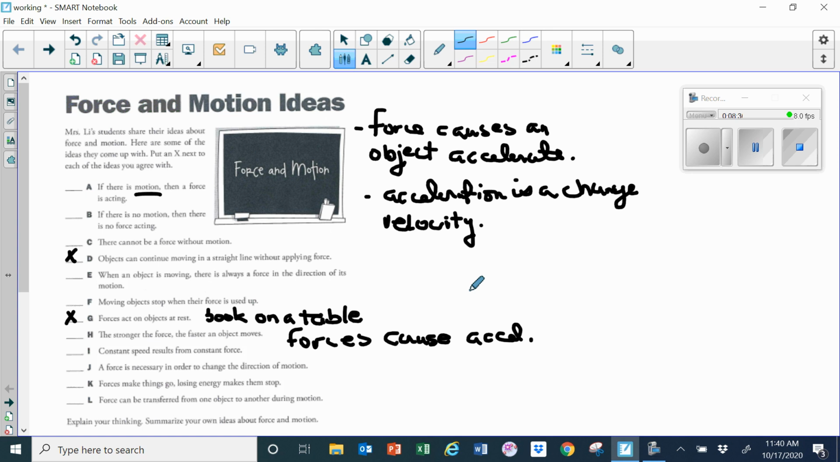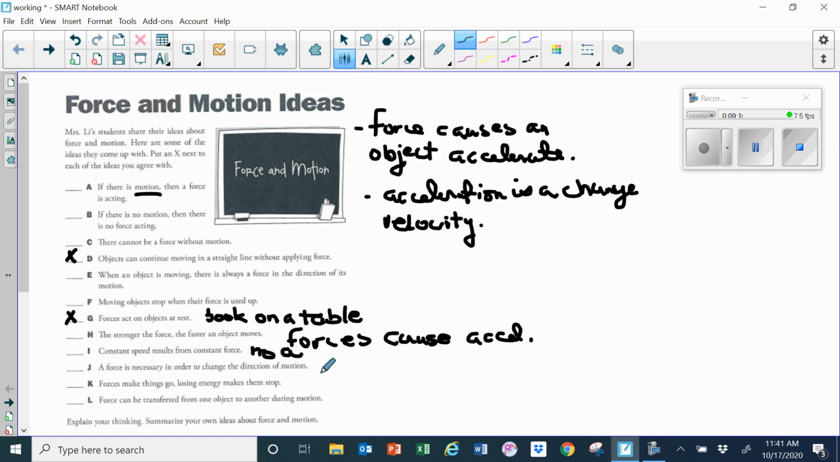Okay? Constant speed results from constant force. Well, if you think about it, if forces cause objects to accelerate, if an object is moving at a constant speed, then it has no acceleration. And if it has no acceleration, then it doesn't have a change in velocity, and therefore there's really not a force acting on it. So an object at constant speed is not accelerating. So the answer to that is probably no, huh?